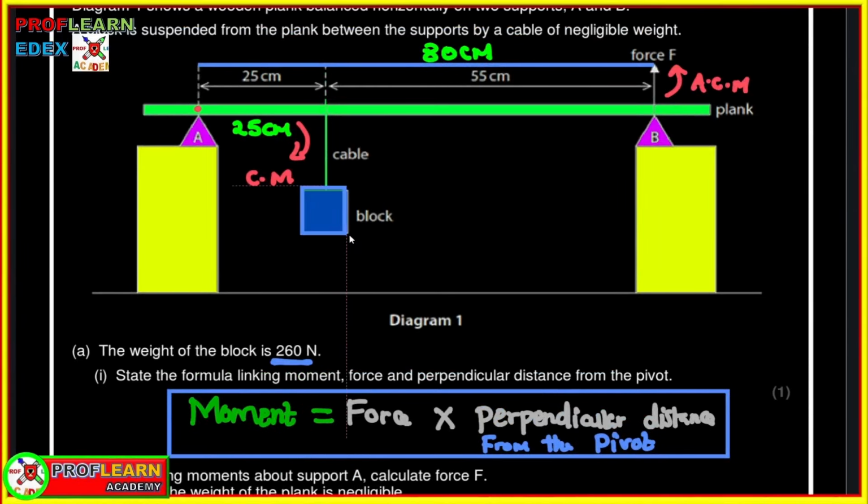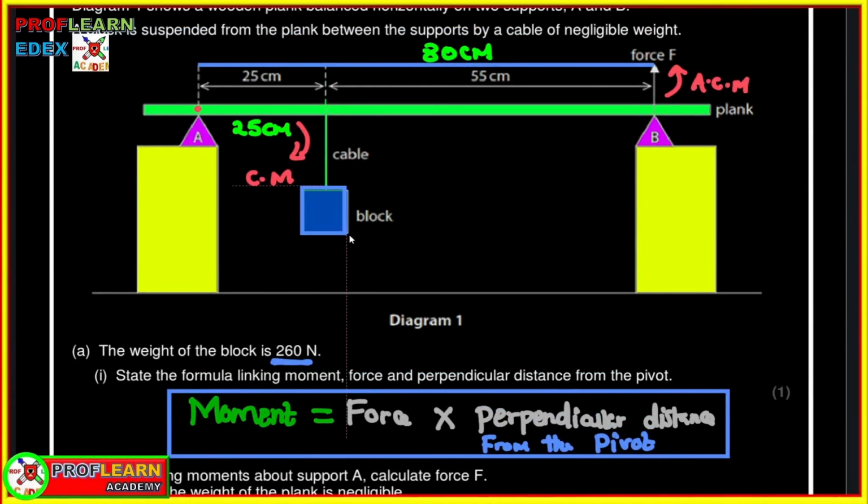The distance from the pivot increases, so the clockwise moment increases. So this implies that the anti-clockwise moment must increase to keep the system balanced. So the force must also increase.